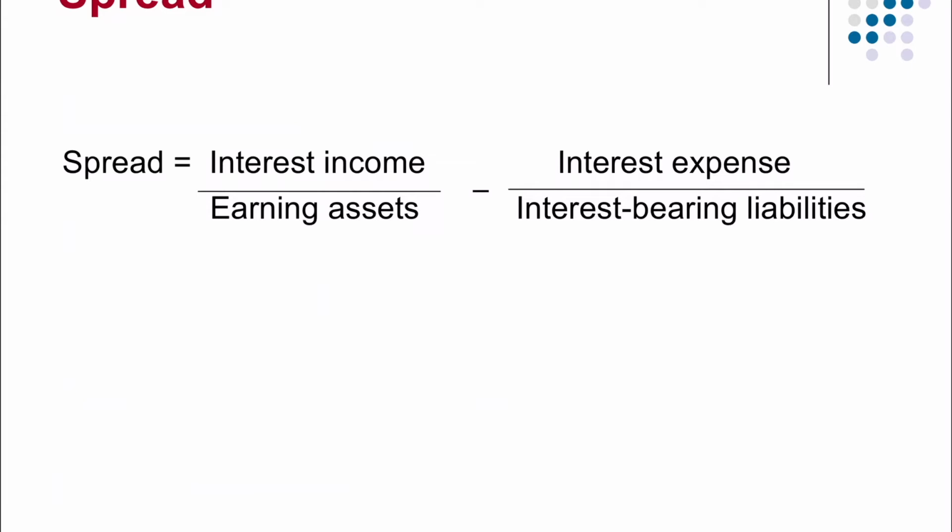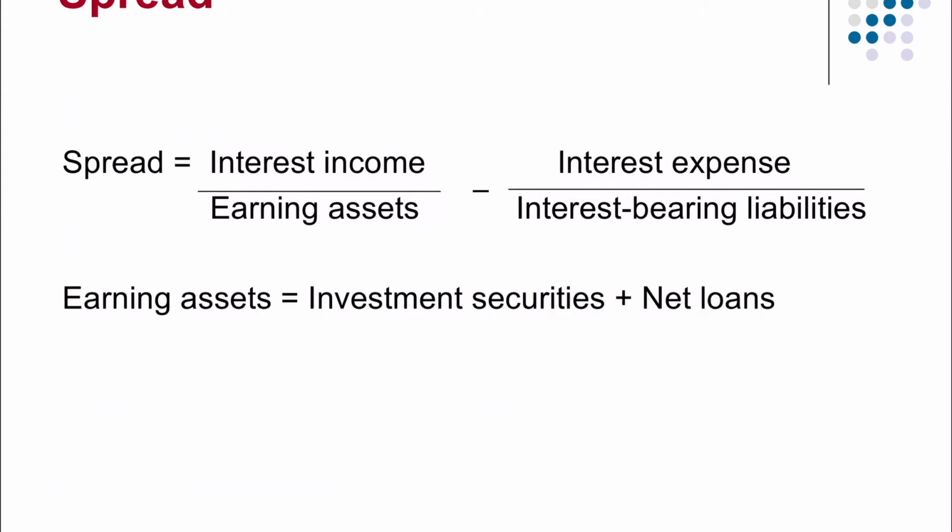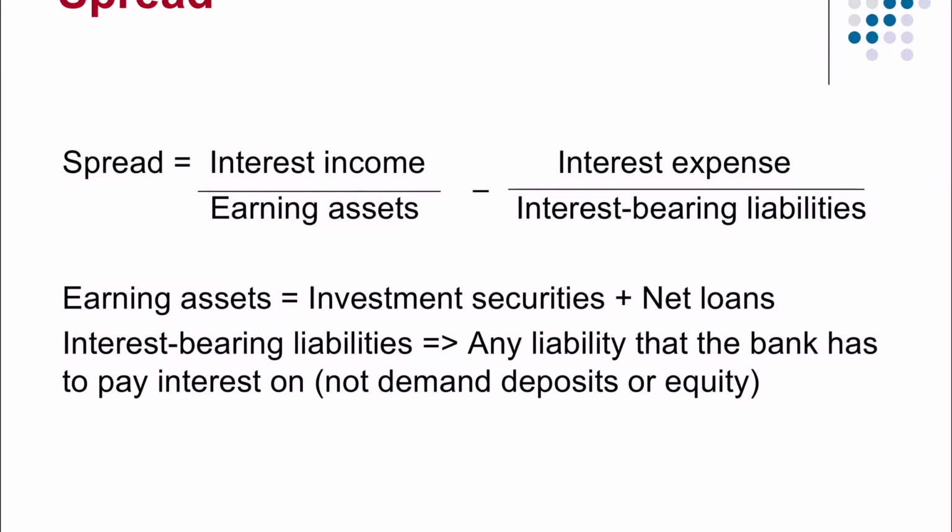This will be a little bit more clear when we do our example, but what are earning assets? Earning assets are any asset that earns interest for the bank. So what are the assets that earn interest? You have your investment securities, and you also have your net loans. What are your interest-bearing liabilities? These are any liability that the bank has to pay interest on. So they do not pay interest on their demand deposits. That's just your checking account, and then they don't pay interest on their equity balances. So those are not interest-bearing liabilities.